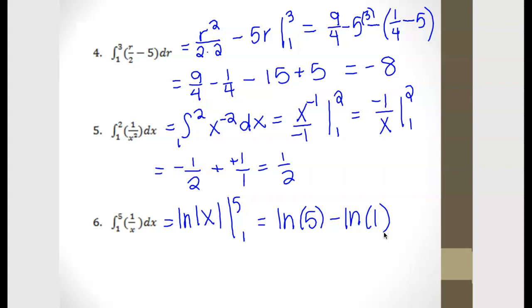Now, once you plug in the 5 and the 1, you don't have to write your absolute values because 5 is already positive. At this point, the natural log of 5 is a number. Natural log of 1 is a number. Technically, you could type it in on your calculator and get a decimal number. You could also use the division rule, where natural log of 5 minus natural log of 1 is natural log of 5 over 1. Because natural log of 1 is 0, technically ln 5 minus ln 1 is really just ln 5.